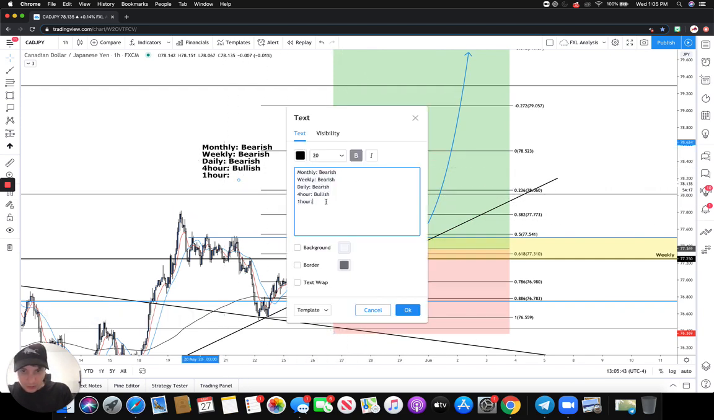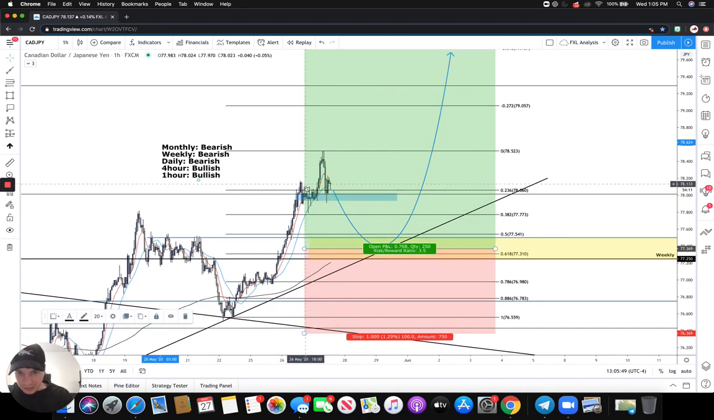This 1 hour is bullish as well. No entry opportunity, especially it's kind of overextended. It's a little bit of consolidation. We had this last final push, and then it kind of just fell back down. There's a lot of exhaustion in here.